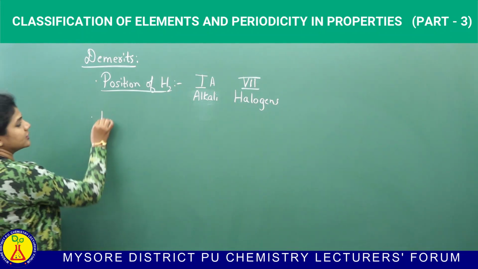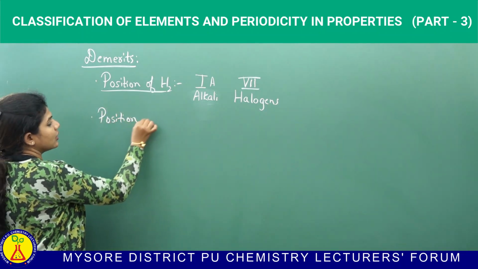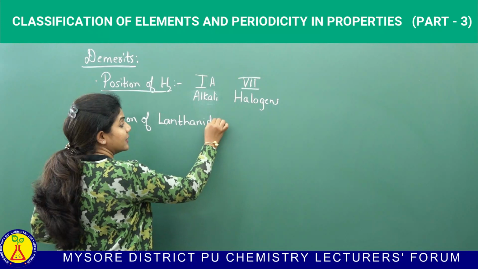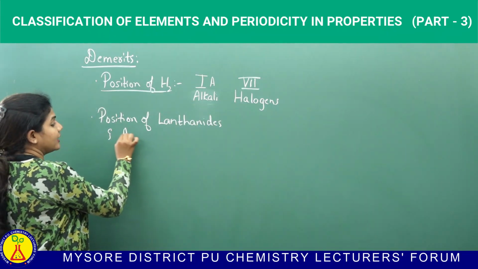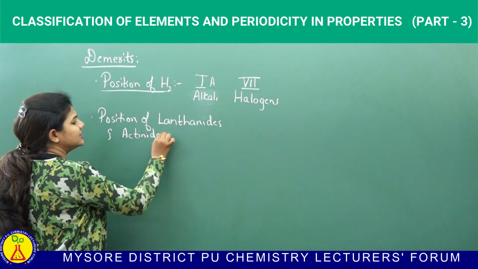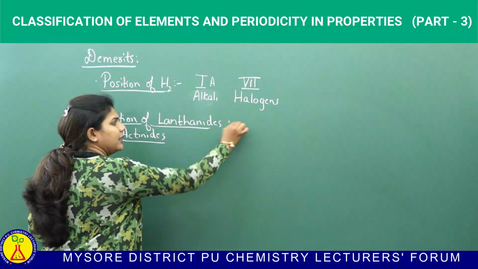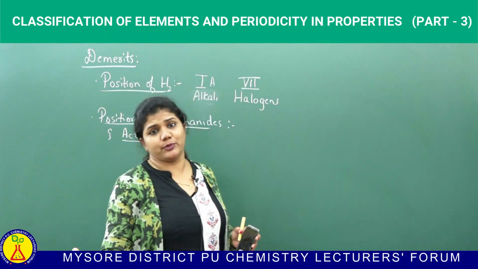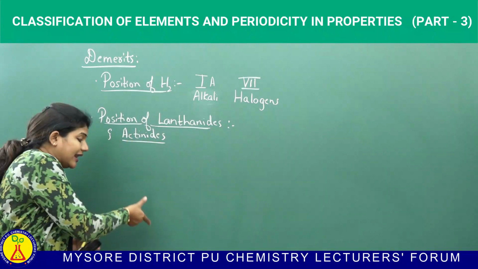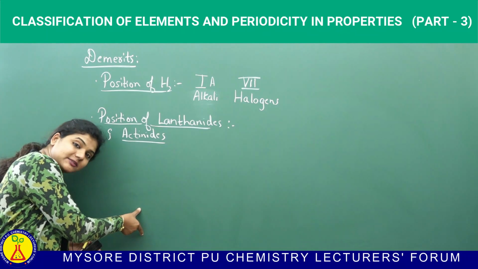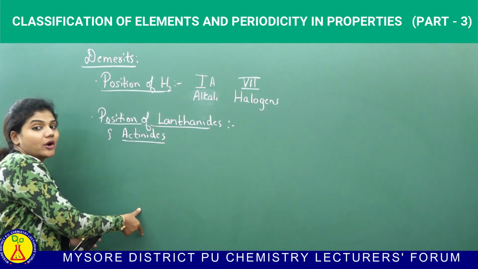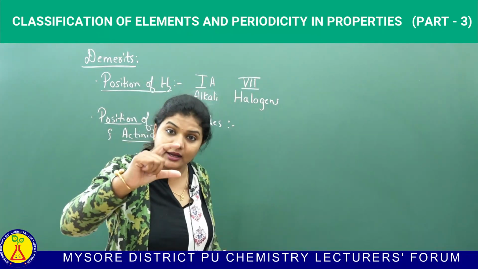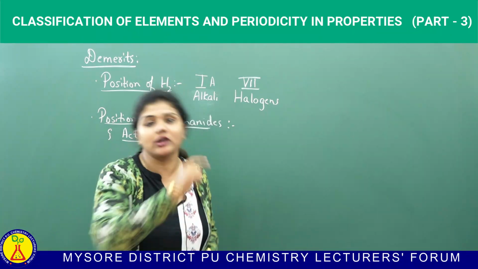The second one is the position of lanthanides and actinides. Ma'am, how could this be a drawback? What is the positional problem with lanthanides and actinides? Whether it is Mendeleev's periodic table or our modern periodic table, lanthanides and actinides are placed separately at the bottom of the periodic table. They are not in our main periodic table; they are placed separately at the bottom.